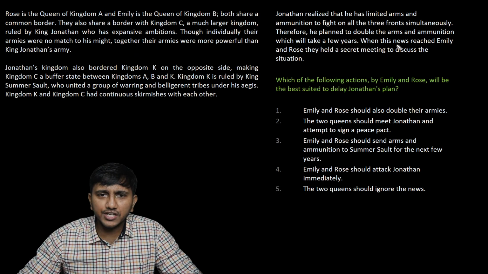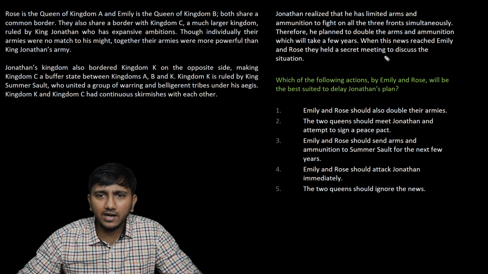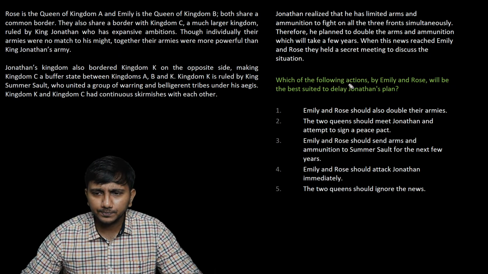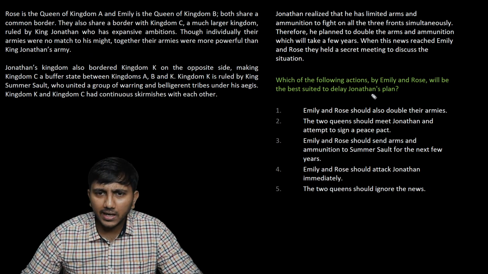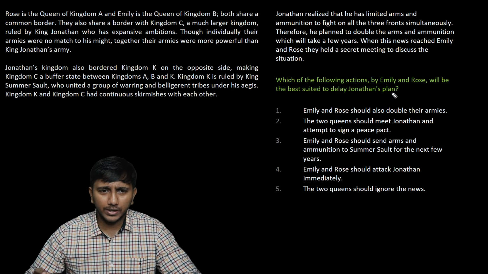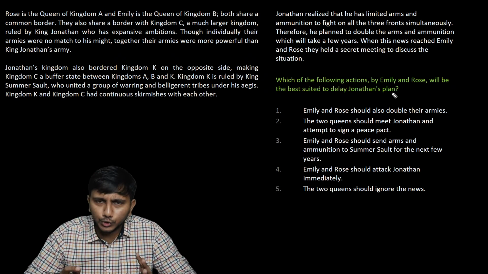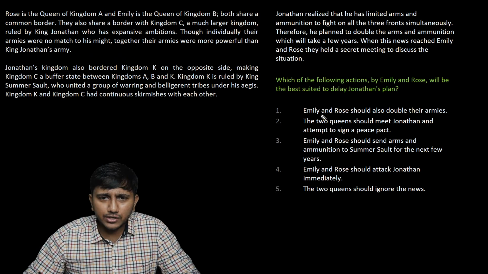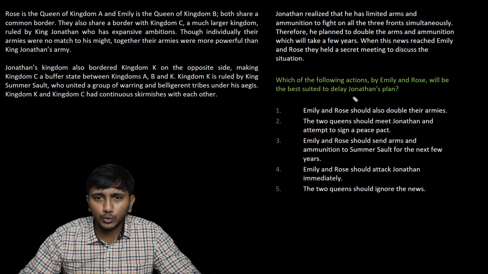When his news reached Emily and Rose, they held a secret meeting to discuss the situation. Which of the following actions by Emily and Rose will be the best suited to delay Jonathan's plan? Okay, now what is his plan? His plan is to double the arms and ammunitions, right? Let's see which of these options is best suited to delay his plan.